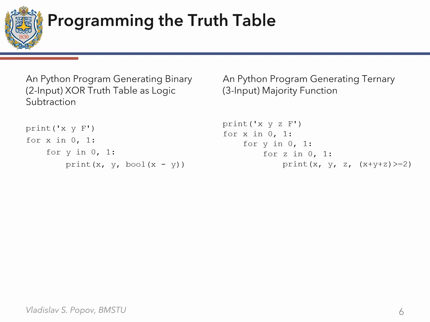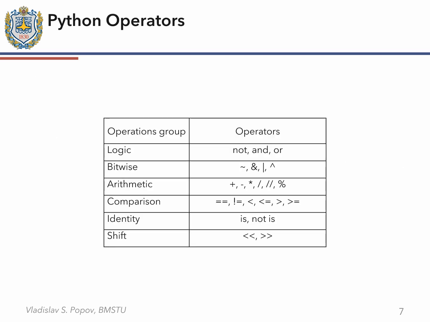All operations that replace logical functions have been tested, as shown on the slide. The iteration of different values of logical variables in nested loops is used. In this paper, the operations of the Python programming language indicated on the slide are considered. In addition to logical and bitwise operations, arithmetic, comparison, identity, and shift operations can be used to replace logical functions in the code.